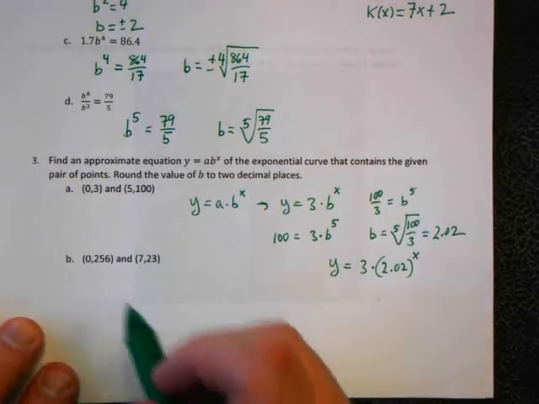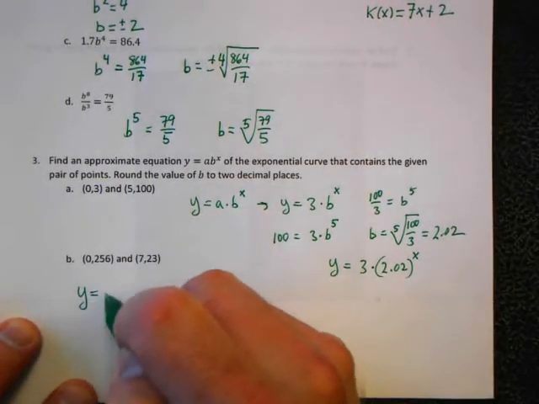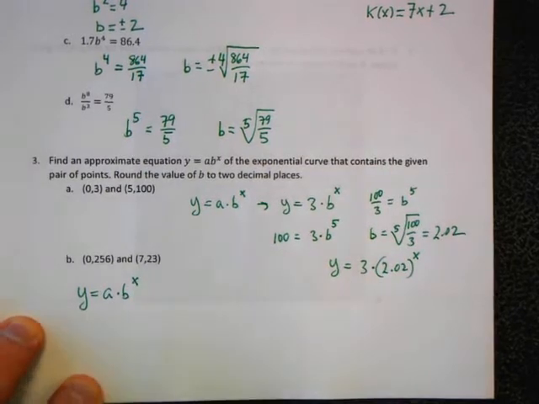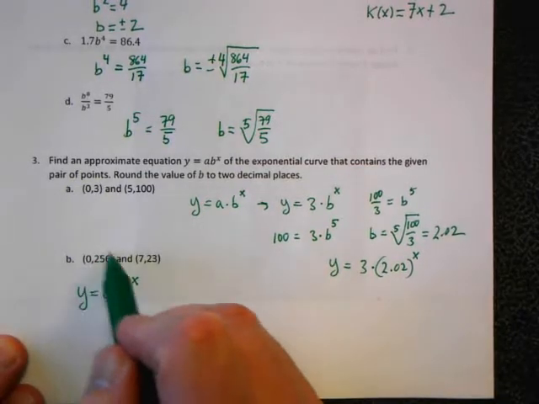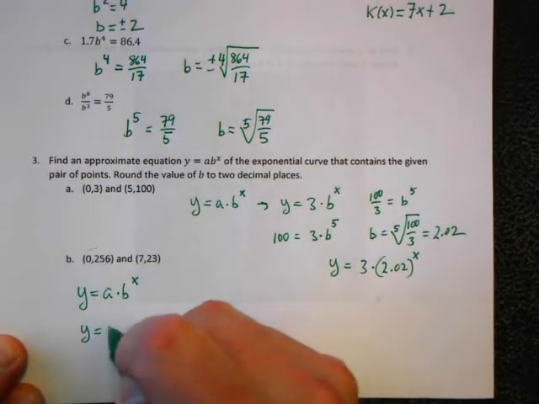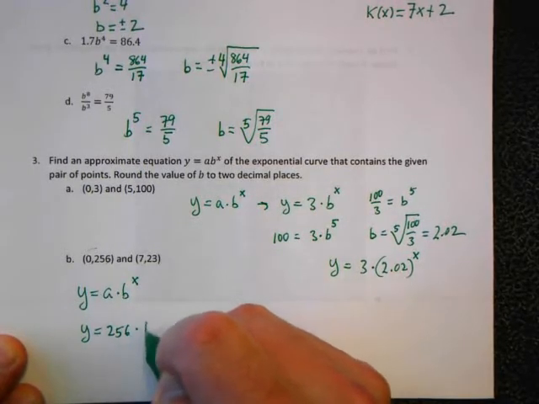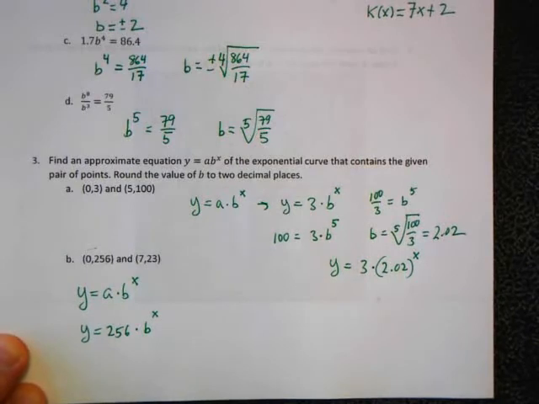All right, problem B is very, very similar. y equals a times b to the x. Do we know the a number? Yeah, the a number is 256, because it's the y-intercept given right there. y equals 256 times b to the x. Plug in the other point.